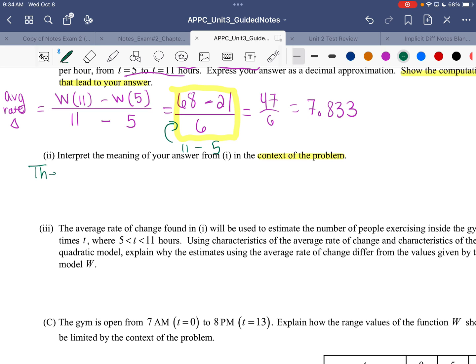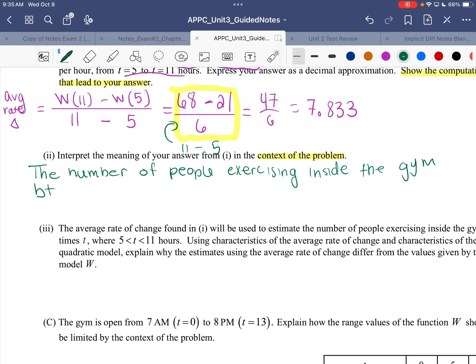You would say the number of people exercising. You don't get counted off if you can't spell. You just do the best you can. So the number of people exercising inside the gym between T equals 5 and T equals 11 hours after opening.